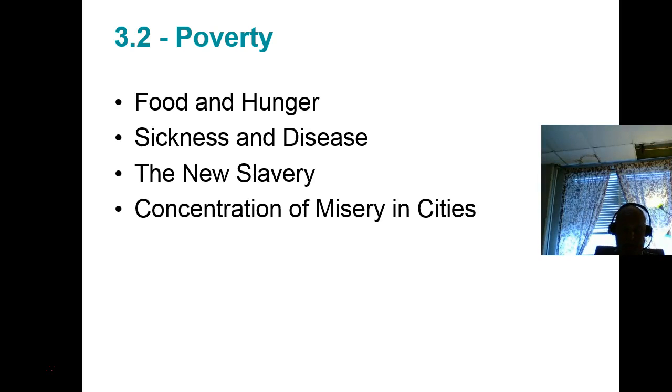The World Bank defines the global poverty line as living on less than $1.25 per day. 1.4 billion people live below this line. Extreme poverty is concentrated in sub-Saharan Africa. Global poverty has declined since 1981, but the gap between the rich and the poor is wider than ever.